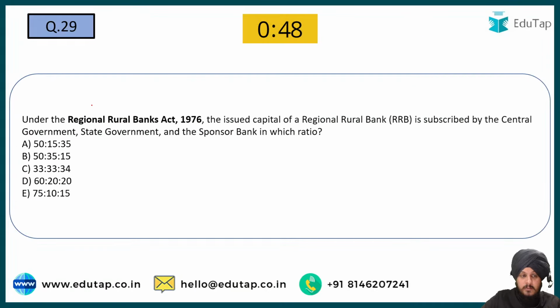ठीक है, तो क्वेश्चन नंबर 29 चलते हैं. Under the RRBs, the issued capital of the RRB subscribed to the central government, state government and the sponsored bank, in which ratio? The center, the state and the sponsored bank. Very easy question. ये मैंने आपको पहले ही बताया था.